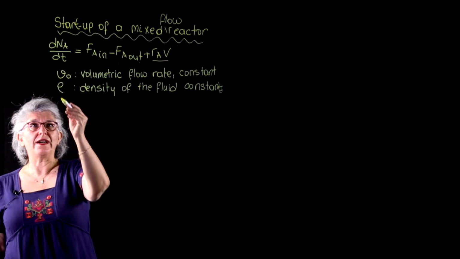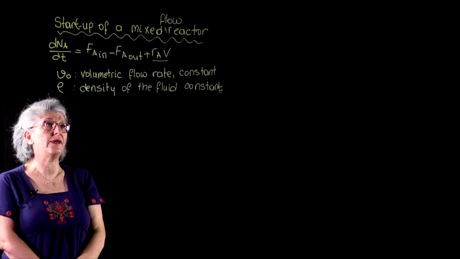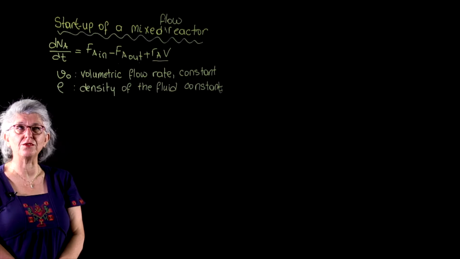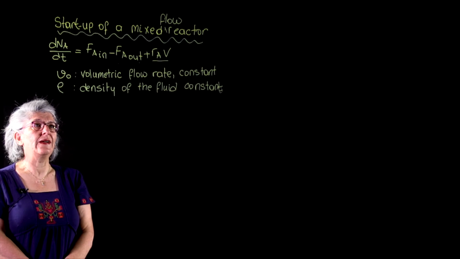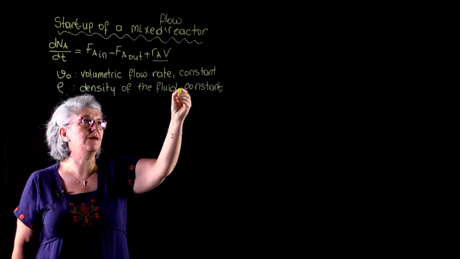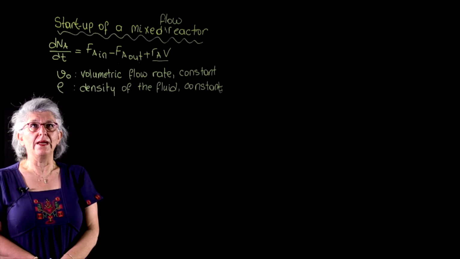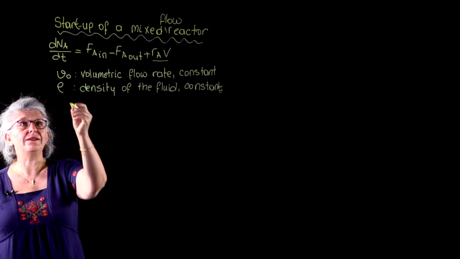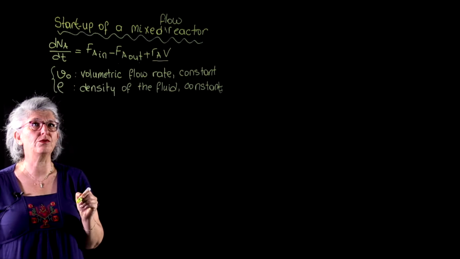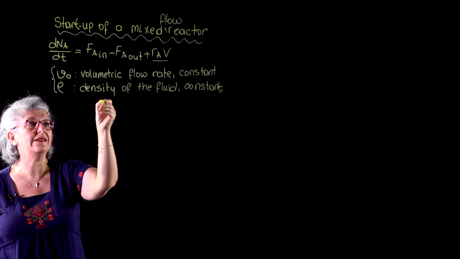Now I'm going to define, remind you, the two new terms. One is the volumetric flow rate of the components that is coming in and out of the reactor, and rho represents the density of the fluid. They are both going to be treated as constants. They are not going to change. The reason that I bring this up is that I'm going to write an overall material balance, total material balance.